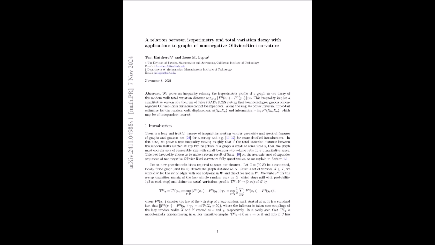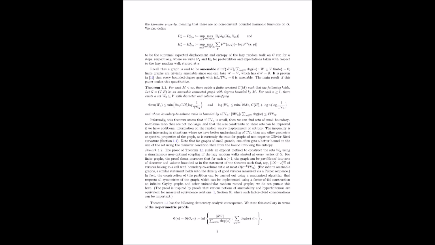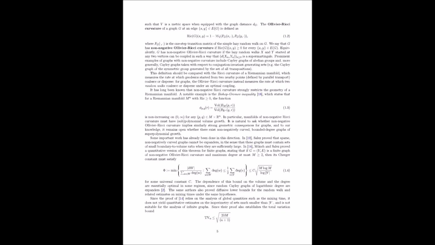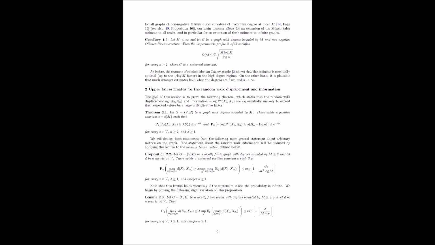Absolutely. And we're back for the final part of our deep dive into this fascinating paper that connects isoperimetry and total variation decay. Yeah, it's been quite a journey exploring the world of random walks, isoperimetric profiles, and these graphs with non-negative Ollivier-Ricci curvature. And we saw how the paper's main theorem, Theorem 1.1, gives us this incredible tool to connect the spread of information on a graph, captured by TV, to its underlying geometric structure, revealed through its isoperimetric profile. We also saw how this theorem, together with those really powerful upper tail estimates for random walks, lead to Corollary 1.5, which gives us a remarkably sharp bound on the isoperimetric profile of graphs with non-negative curvature.